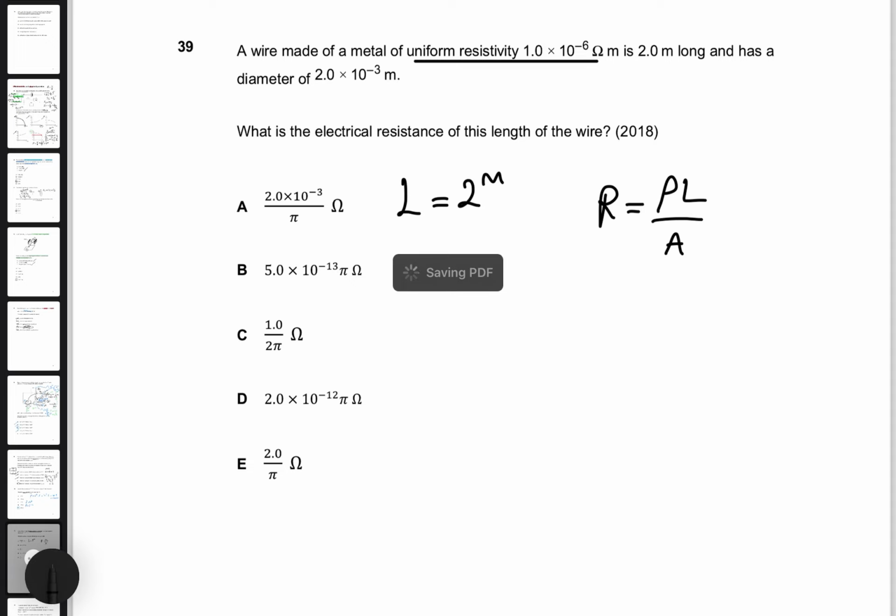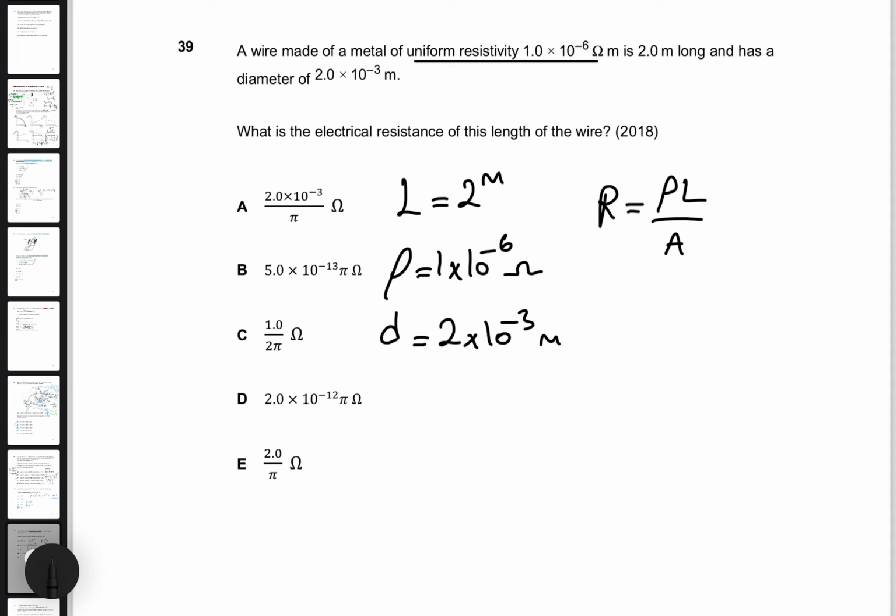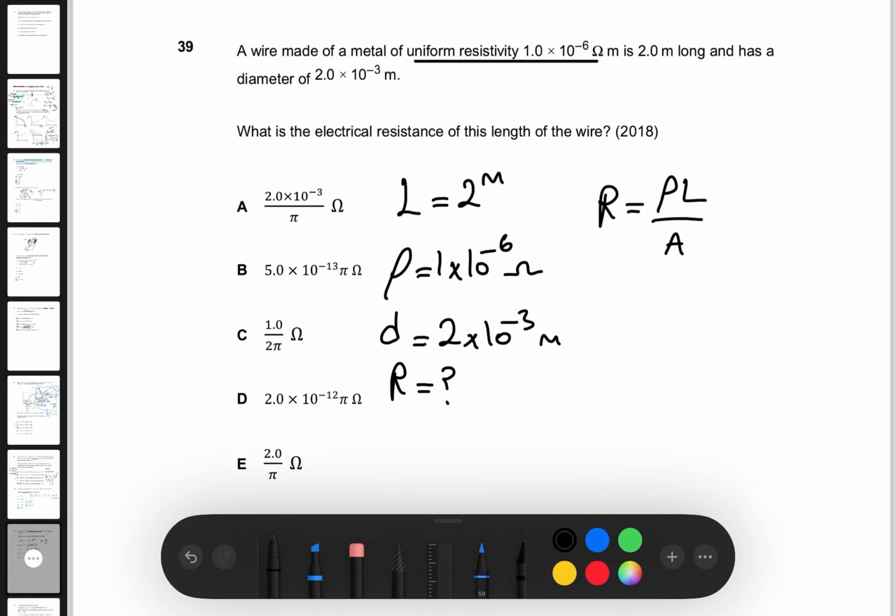It says a wire of uniform resistivity. That means a rho of, let me write that down, a rho of 1 times 10 to the power of negative 6 ohm-meters with a length of 2 meters is actually what is being asked of us. And then the diameter of the wire is 2 times 10 to the power of negative 3 meters. So they're saying, what is the electrical resistance of this length of the wire? So they're looking for R, right?